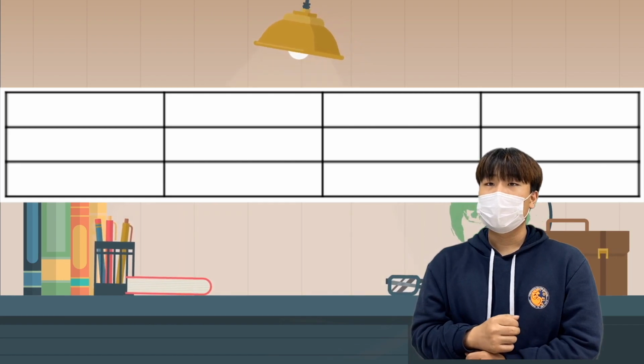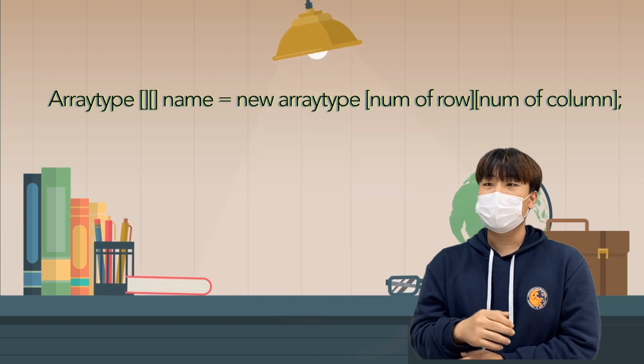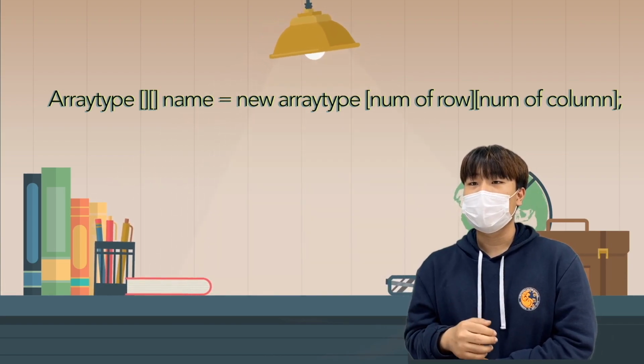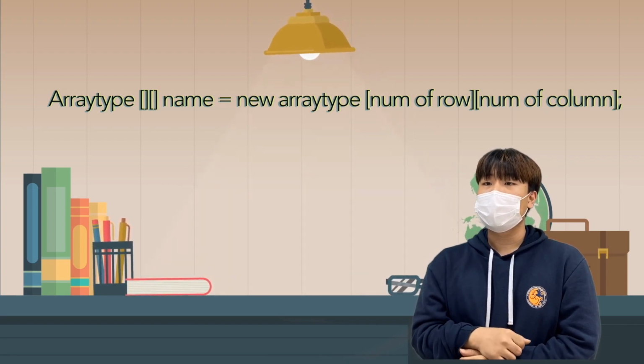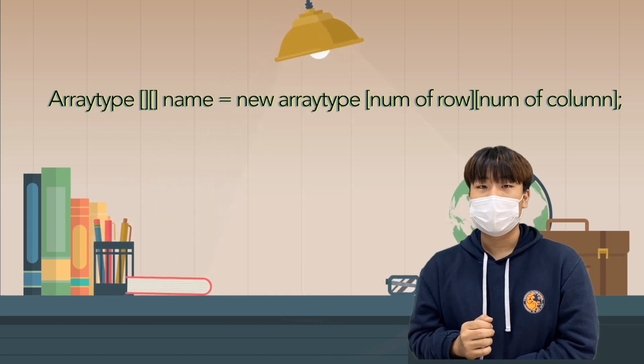In the AP course, you can use boolean, int, double, and String as the type of your array. This is the basic format of declaration and initialization. First, you have to declare the type of the array, then indicate it is a 2D array, and name equals the new keyword followed by the array type.